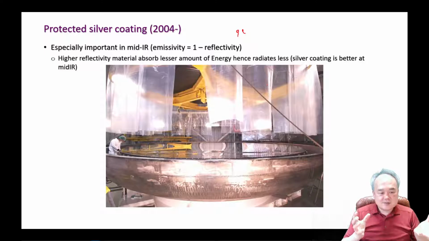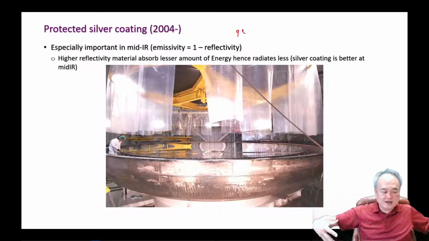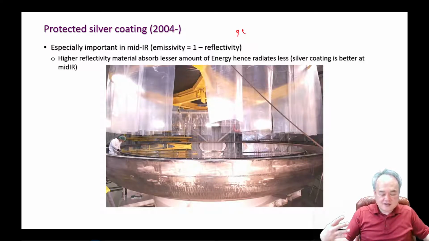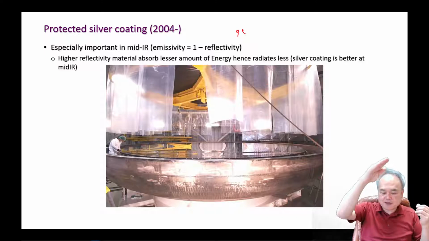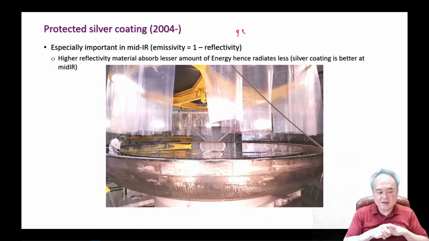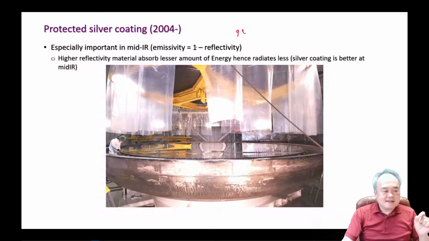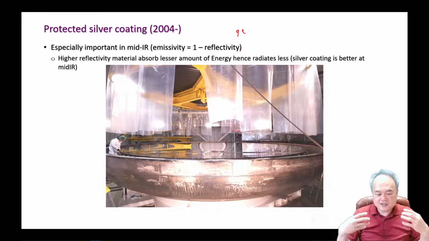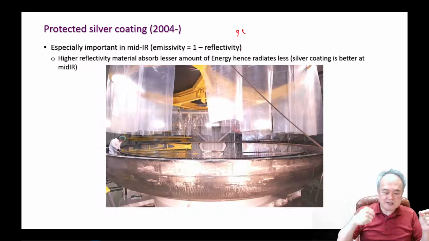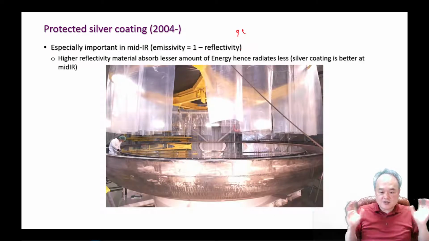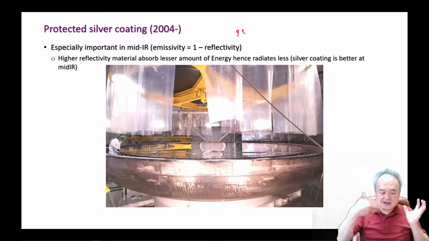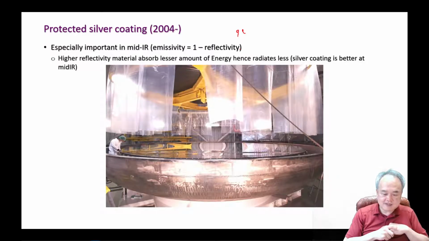This is especially important in the mid-infrared long wavelengths, where the temperature of the telescope mirror emits primarily, peaking at a wavelength of roughly 10 micron. So at 10 micron, using the highest reflectivity material is important to reduce the emissivity, so that the telescope does not produce any noisy photons at that wavelength.